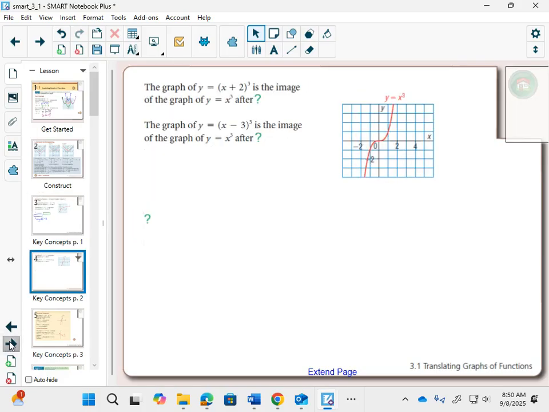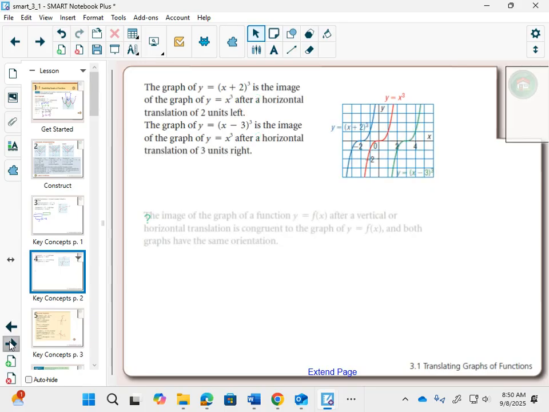And same thing here, we have the x cubed graph, so this plus 2 would move it 2 to the left. This minus 3 would move it 3 to the right. And that's that basic idea that we've done.